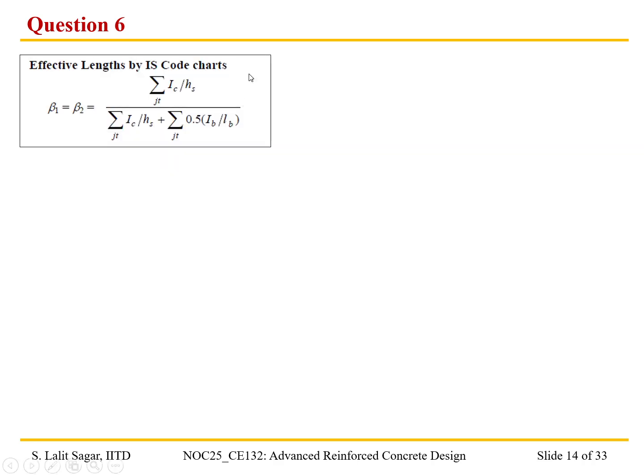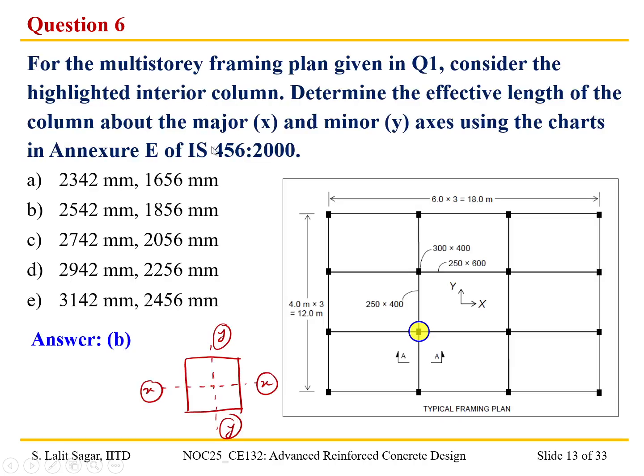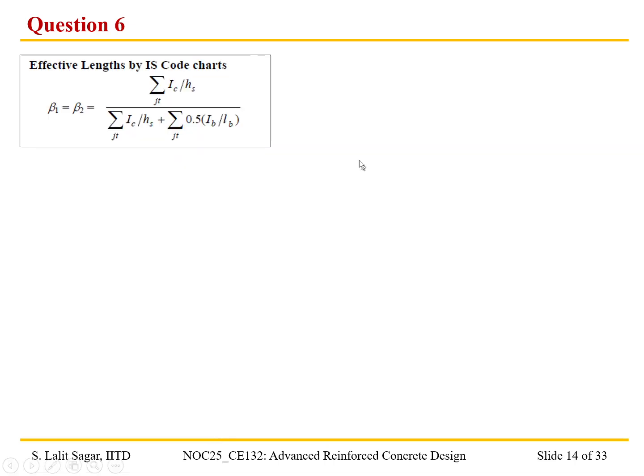So basically, what we need to do is determine the values of beta 1 and beta 2. Essentially, it is given by this equation: sigma IC by HS for the joint considered, divided by sigma IC by HS plus sigma 0.5 IB by LB. So for this particular joint, we need to determine the cumulative stiffness of the columns and the beams that are meeting at that joint, and obtain the values of beta 1 and beta 2.